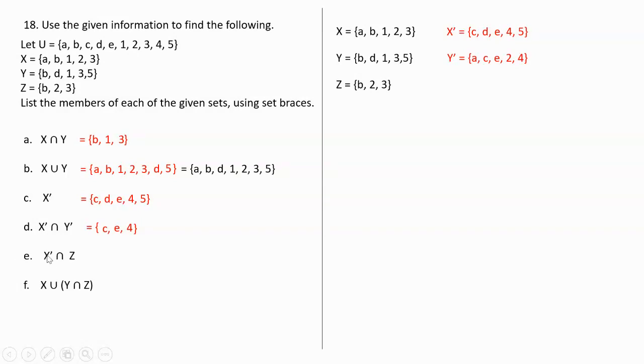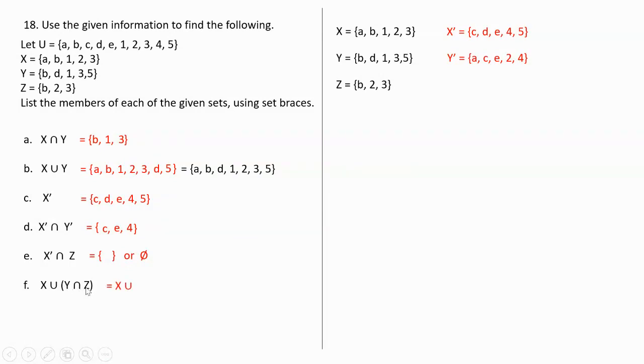Okay, now let's do part E. The complement of X intersects Z. So let's go here on the right. What does the complement of X and Z have in common? This is C, D, E, 4, 5. They don't have anything in common, so it's going to be the empty set. Right? This symbol means the empty set, nothing in common. Okay, now let's do part F. And all these come from the book, from the homework.